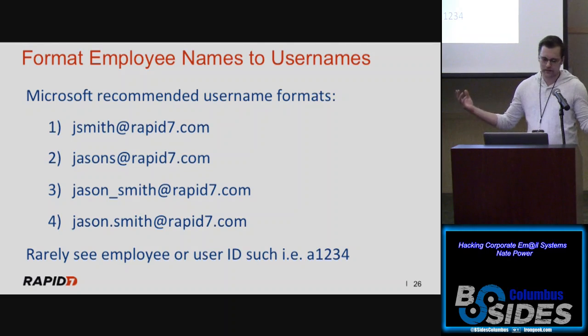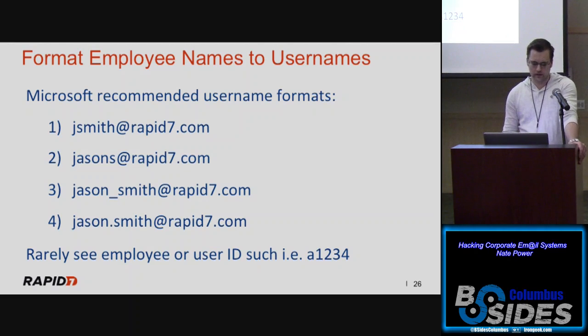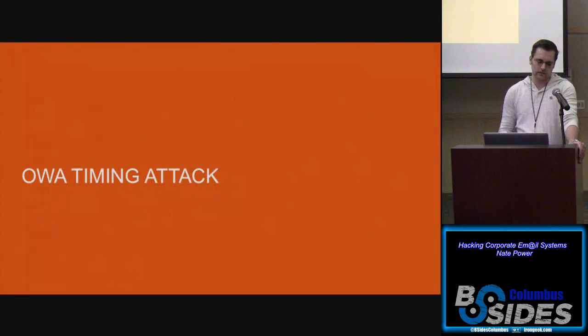I'd say 98% of the time, every organization I'm doing work for has one of these username formats. It's really rare I'd see A numbers or user IDs being used. I have run into cases where organizations are using that, but I was able to identify they're using A numbers within the metadata. At that point, I just generated a big long list of A numbers and was able to validate those accounts using the OWA Timing Attack.